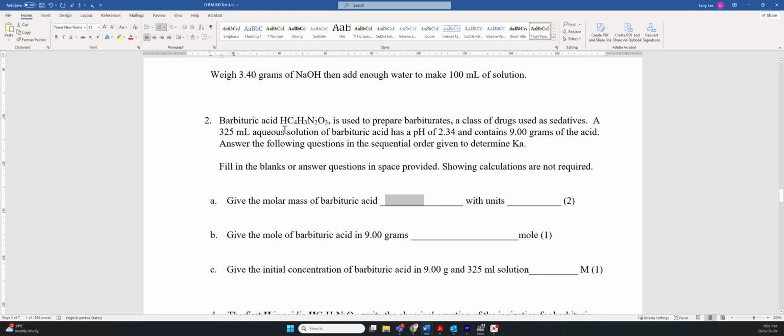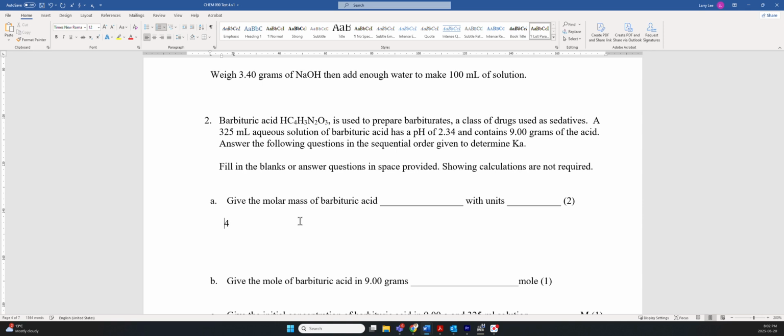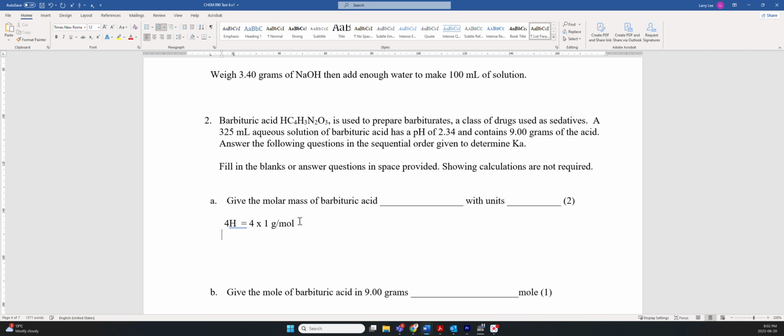So you look on the periodic table and calculate. You've got 4 hydrogens, which is equal to 1 times 4, so 4 times the 1.008. Well, I'm just happy with 1 gram per mole. And we've got 4 carbons. This is equal to 4 times 12 grams per mole.